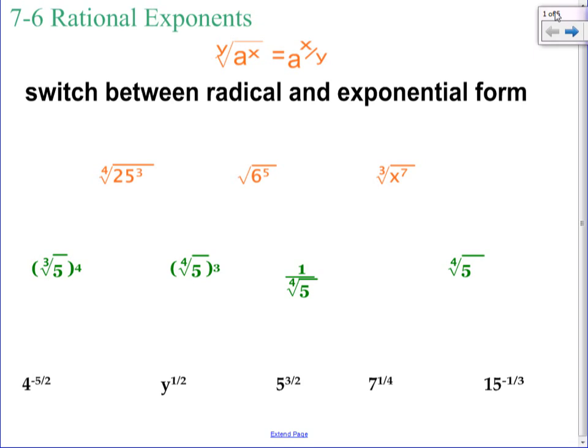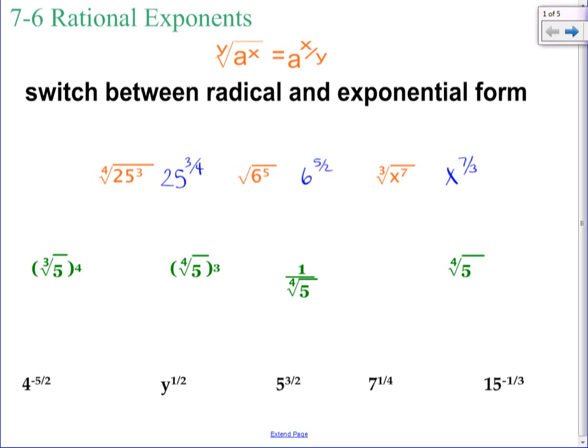So on this first one, how would we write this? 25 to the what? 3/4. Okay, so that number on the outside is always your denominator. Okay, what would this one be? 6 to the 5/2. Remember, if there's no number out there, there's really a 2 because you're looking for groups of 2. And then x to the 7/3.